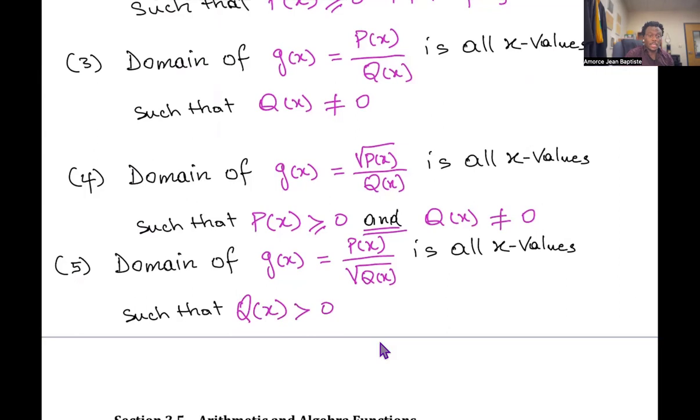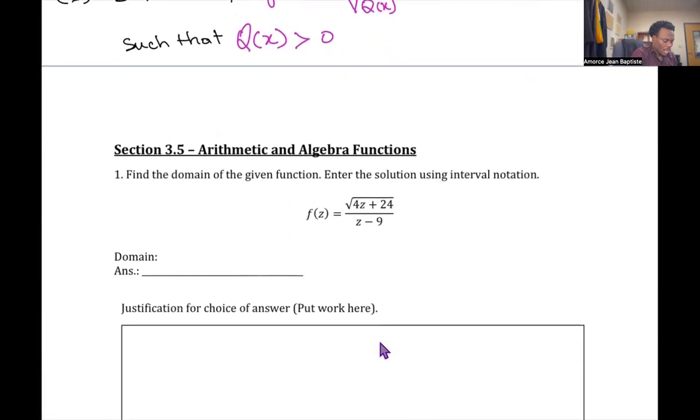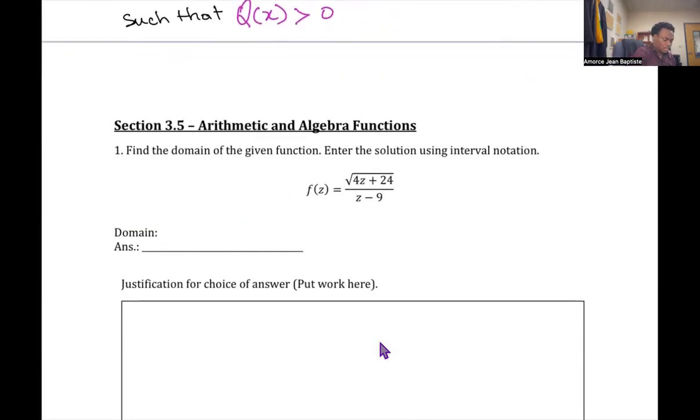So knowing all these conditions, we are ready to find the domain of a function if the expression is given. Our first example is this.